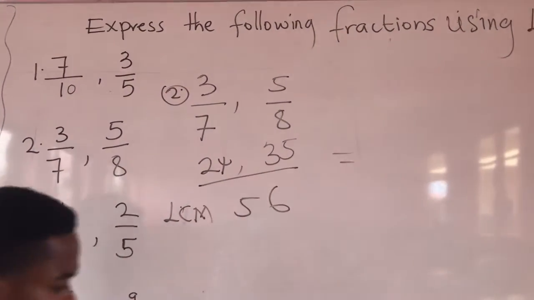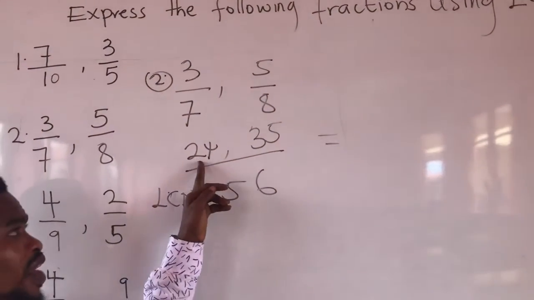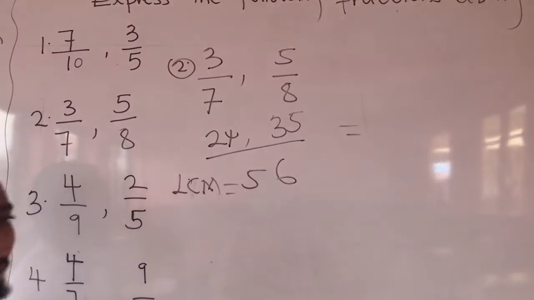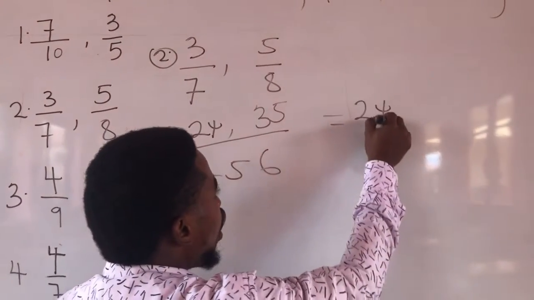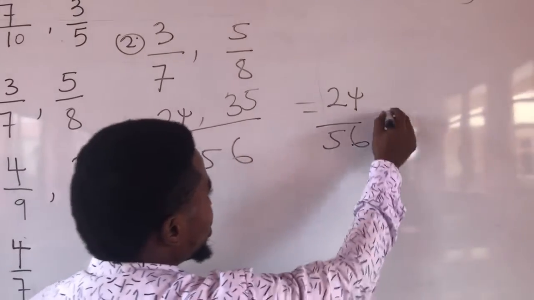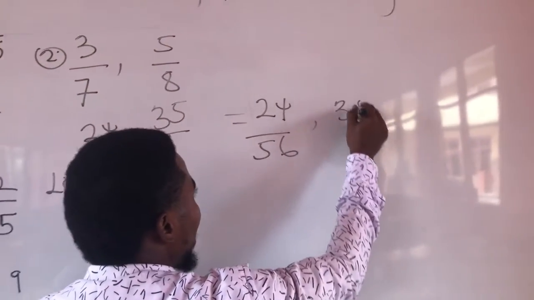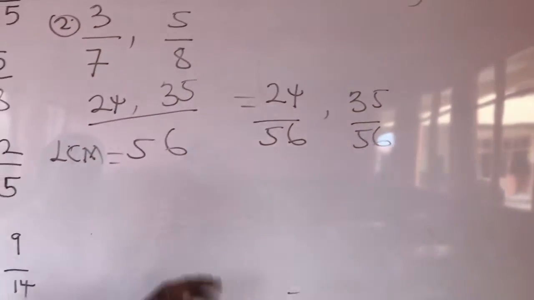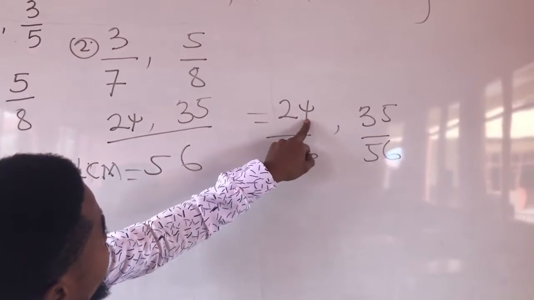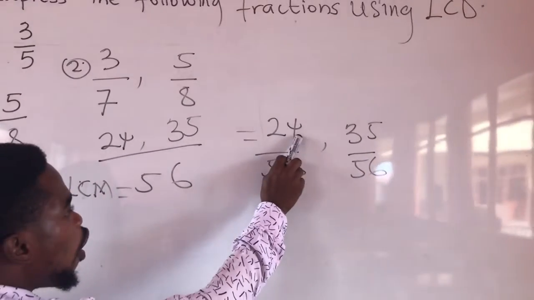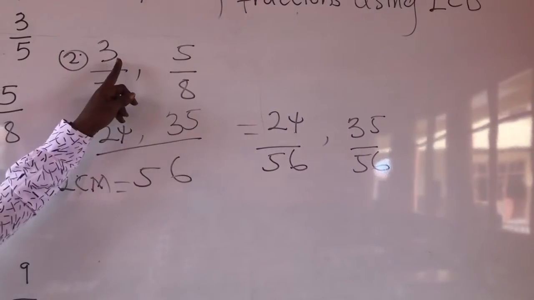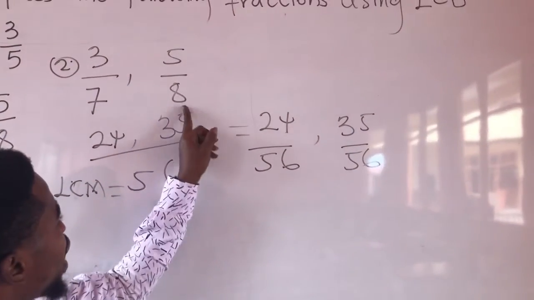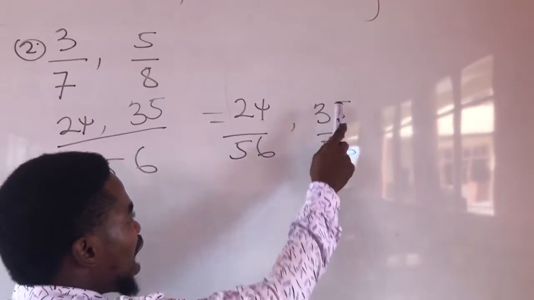So we come here. Now in this case, know that 24 and 35 are sharing the same LCM. So we write it as 24 out of what? 56. Then we bring the comma. 35 out of 56. This is it. Then they are saying that 24 out of 56 is the same as what? 3 out of 7. And also 5 out of 8 is the same as 35 out of 56.